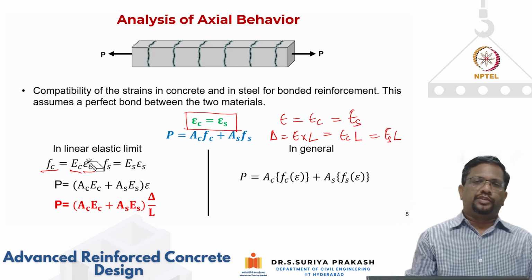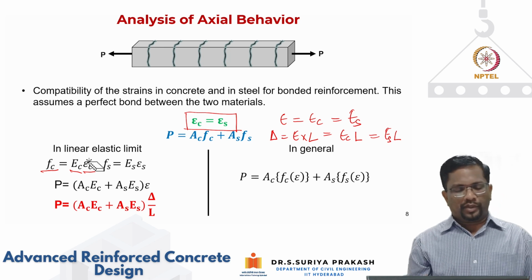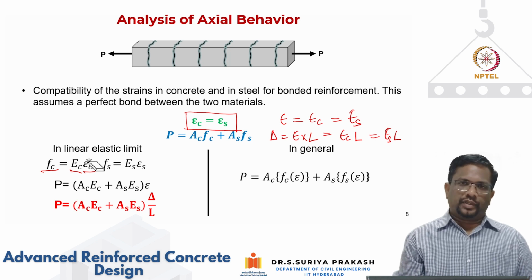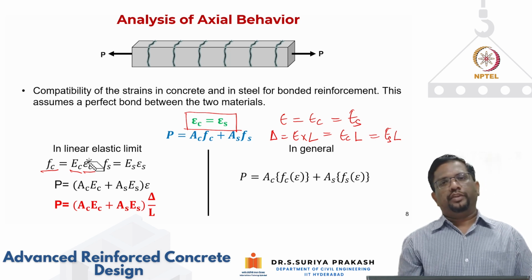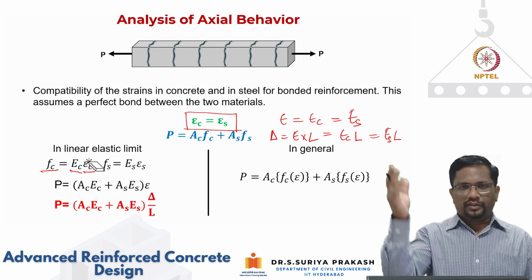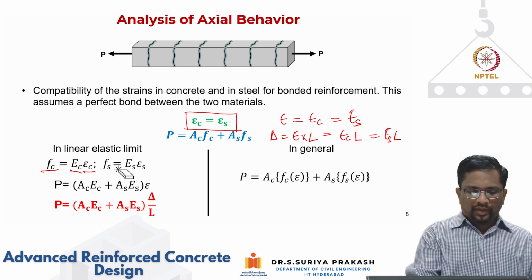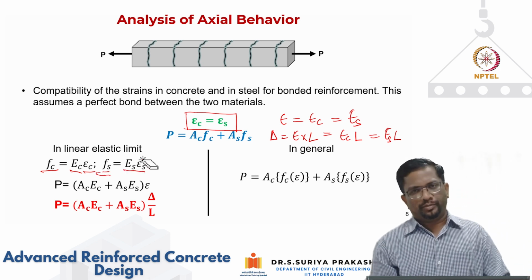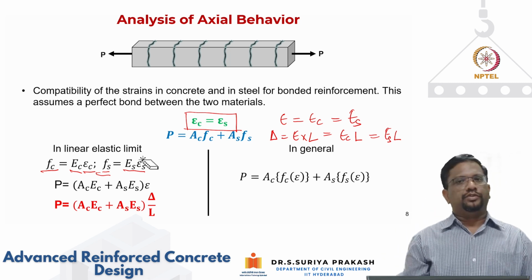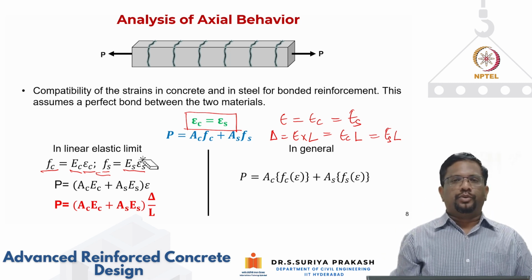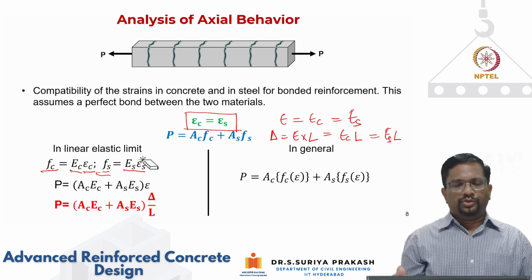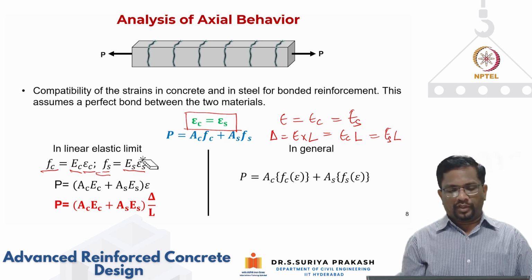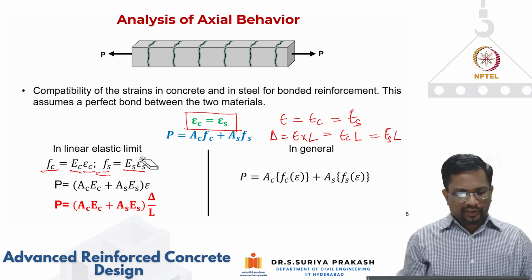So fc can be expressed as Ec multiplied by epsilon c. Ec is the elastic modulus of concrete. Again, Ec, we can calculate using 5000 square root of fck from code point of view. Similarly, stress in the steel fs can be written as Es multiplied by epsilon s, where Es is the elastic modulus of steel, which is going to be 200 gigapascal or 2 into 10 to the power of 5 megapascal. Usually for steel rebar, the elastic modulus doesn't change. For concrete, Ec will change depending upon the grade of concrete that we discussed in the material chapter.